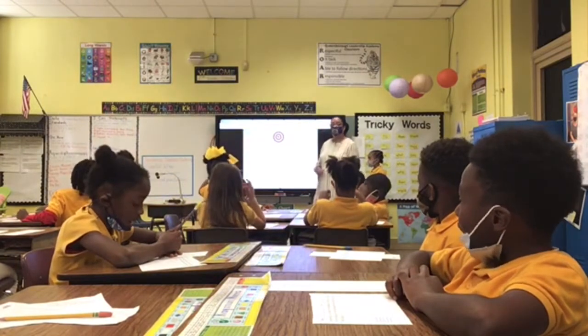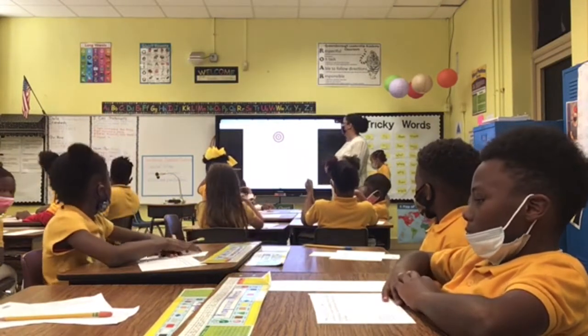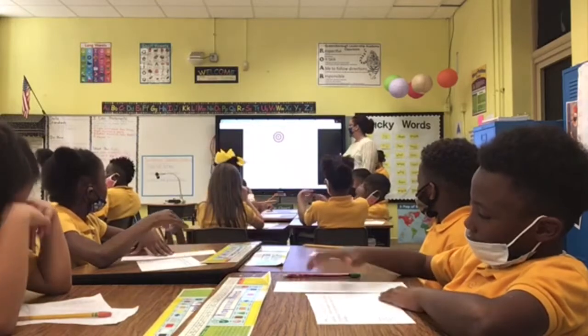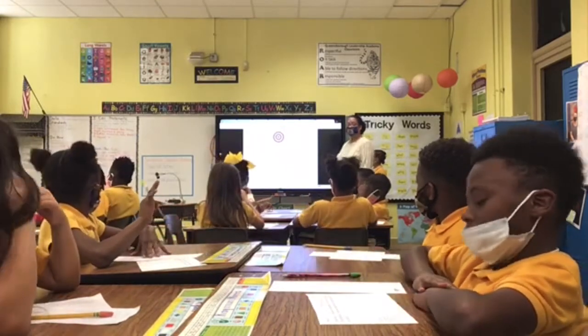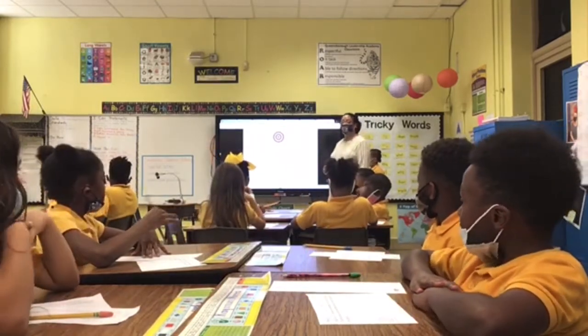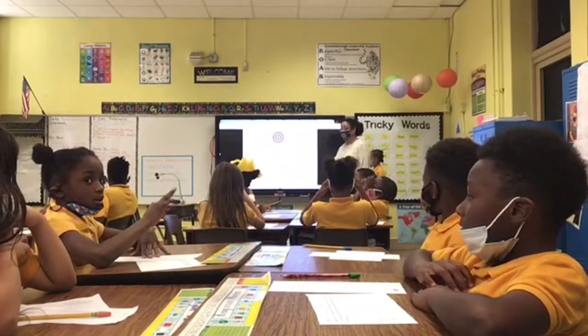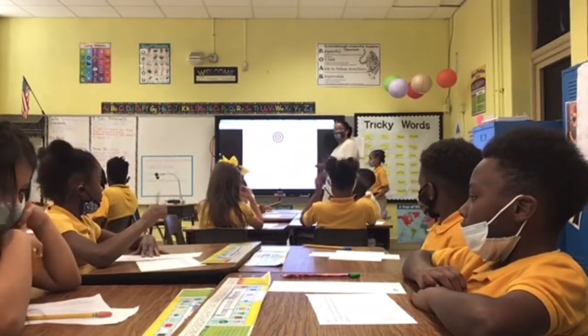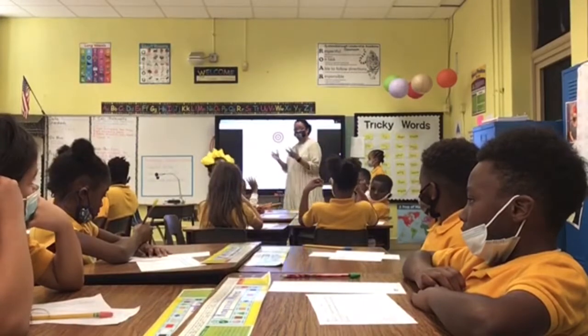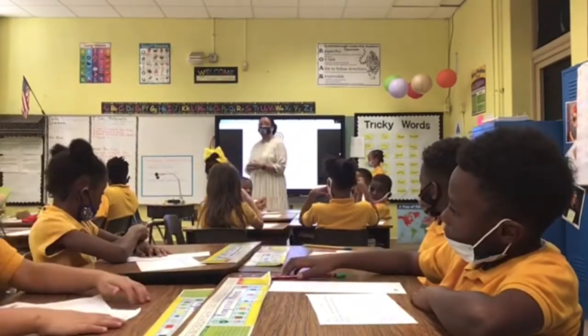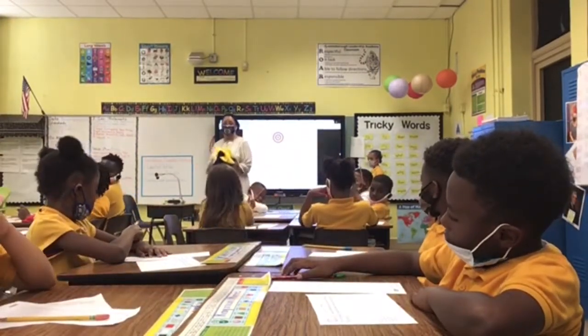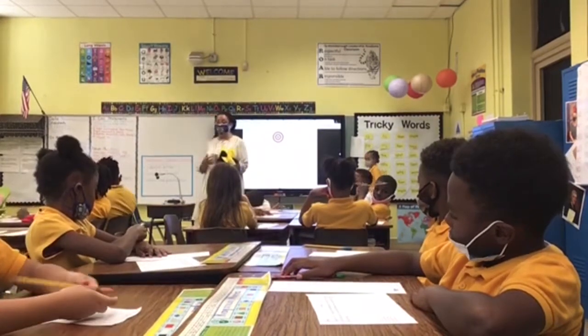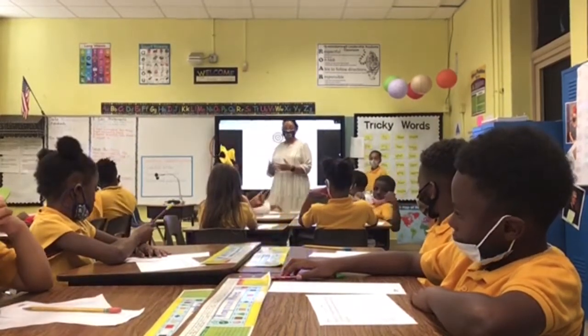I can compare two three-digit numbers using greater than, less than, or equal to. All right, our success criteria for today. The success criteria will let you know what is expected of you. It will let you know how you can do well on this lesson today.